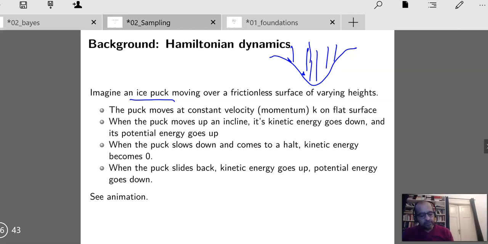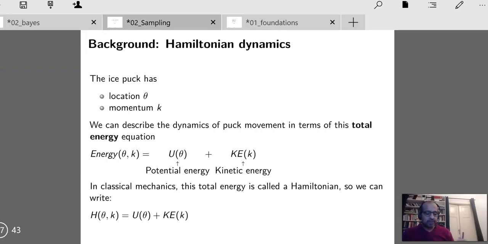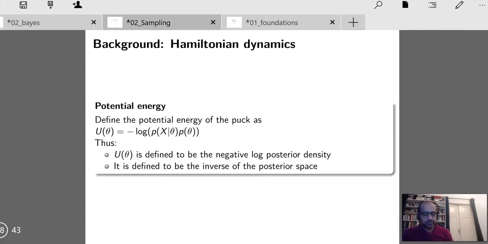And because we are imagining a physics kind of event, where you've got some movement of some physical object, right? So there's going to be some momentum associated with this object, and there's going to be some energy associated with this object, right? So basically the Hamiltonian Monte Carlo algorithm uses these properties of a moving ice puck to get samples from the distribution of interest.